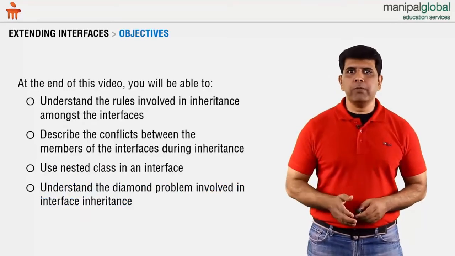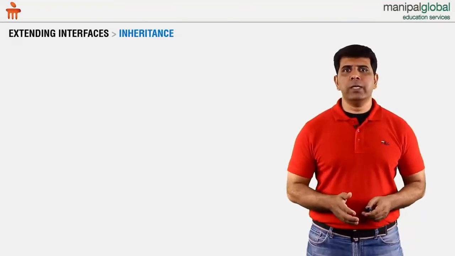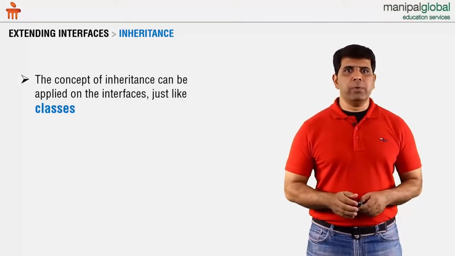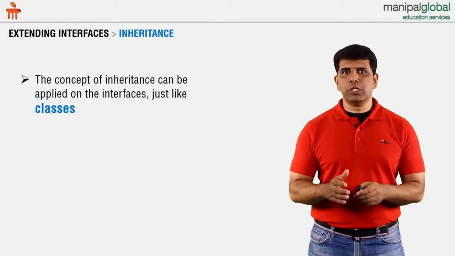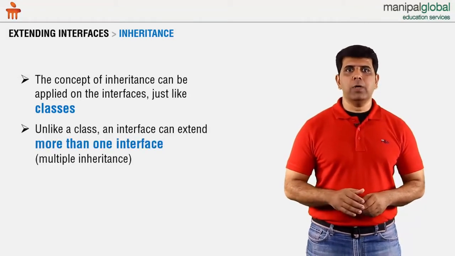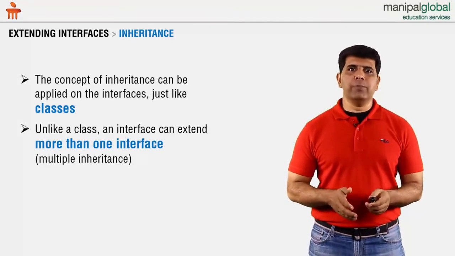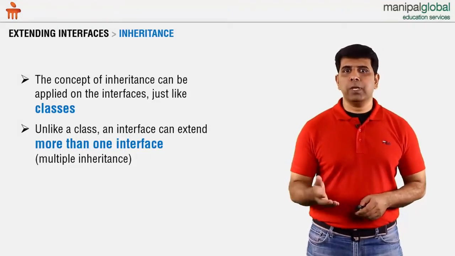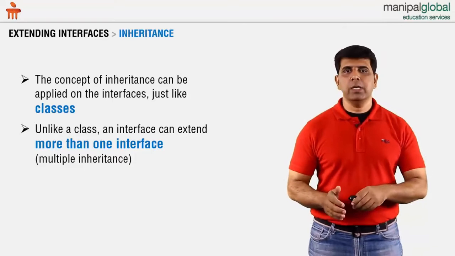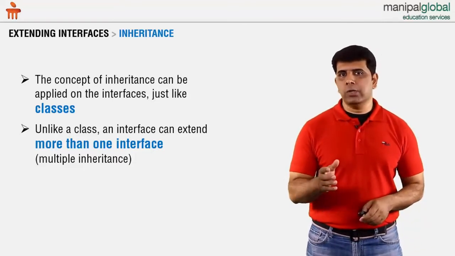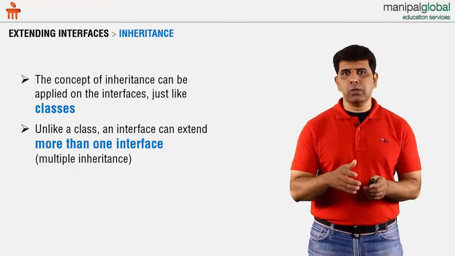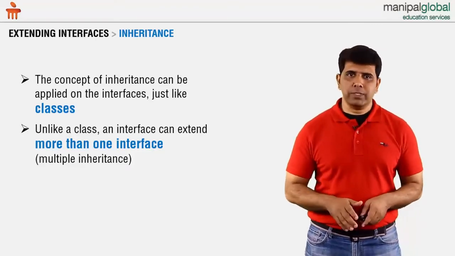Now, let's begin with what is inheritance among interfaces. The concept of inheritance can be applied on the interfaces just like the classes. However, unlike a class, an interface can extend more than one interface. That's like multiple inheritance. So if somebody says multiple inheritance is not allowed in Java, they are probably wrong, because multiple inheritance is allowed in terms of interfaces.